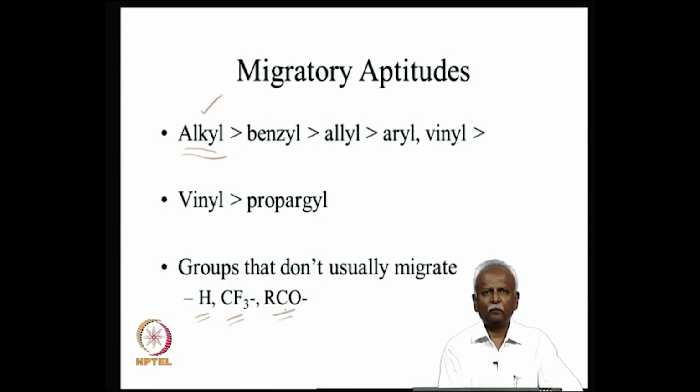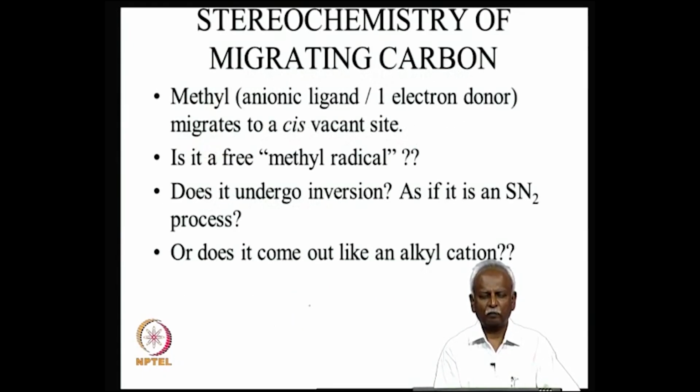So, if an acyl group migrates, you would end up with double carbonylation. So, you already have an RCO group. If it migrates onto another carbonyl group, then you end up with a dicarbonyl species. Now, this usually does not happen, and so a single carbonyl migration is what you observe in many cases, and you have no double carbonylation reactions. Very few double carbonylation reactions are known.